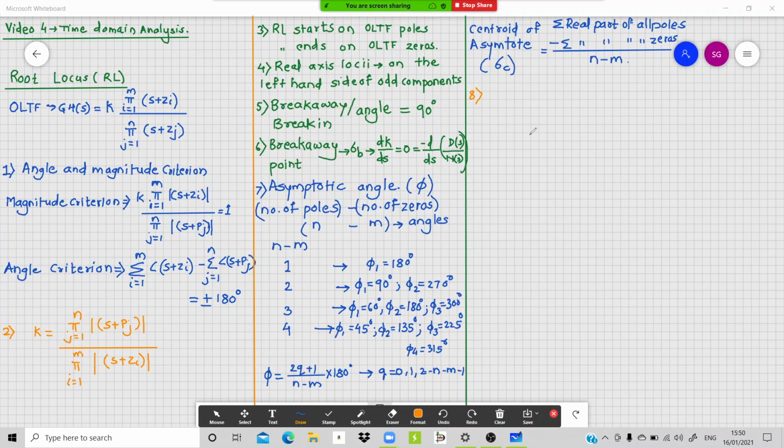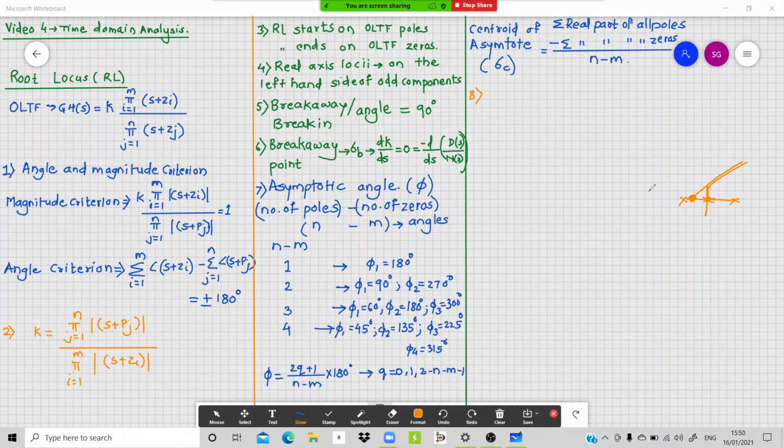Next one is angle of C. So what are the things we had seen? If the poles are there and the branches are moving towards each other, then they are going to break at 90 degrees. The point at which they are going to break is the breakaway point. When they move along, they move along the asymptotic angle. These asymptotes, when you are drawing, actually they should start at what point? That is the centroid of the asymptotes.